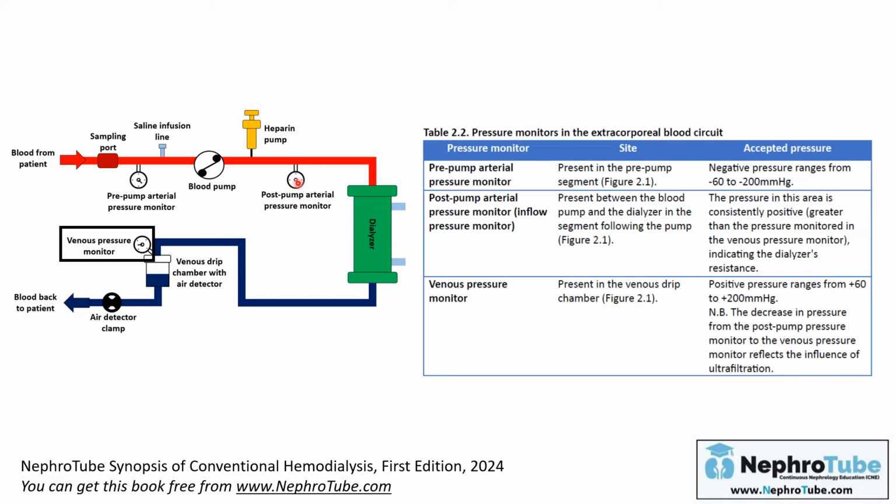What makes the pressure fall from the post-pump arterial pressure monitor to the venous pressure monitor? This decrease in pressure reflects the influence of ultrafiltration done by the dialyzer. So this ultrafiltration will decrease the pressure in the venous limb compared to that of the post-pump arterial pressure.